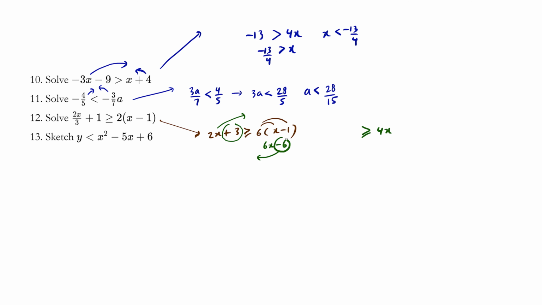And when you throw the negative 6 over, it becomes a positive 6. 3 plus 6 is 9. So therefore x is less than or equals to 9 over 4. So x is less than or equals to 9 over 4 is the same thing.